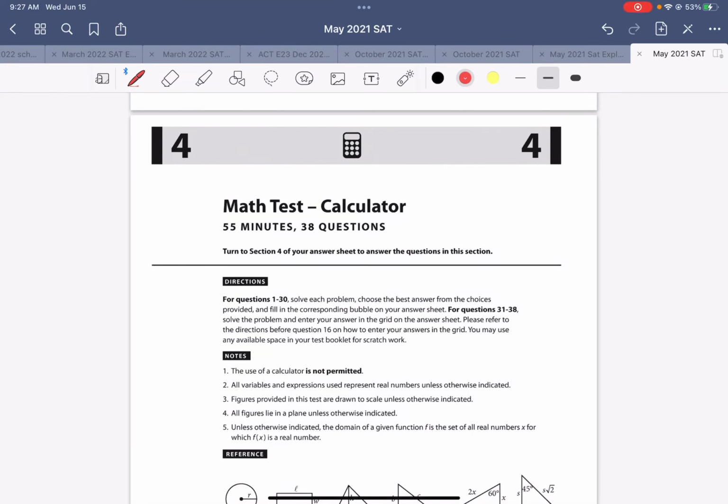Okay, welcome back. This is Section 4 of the May 2021 SAT Test.